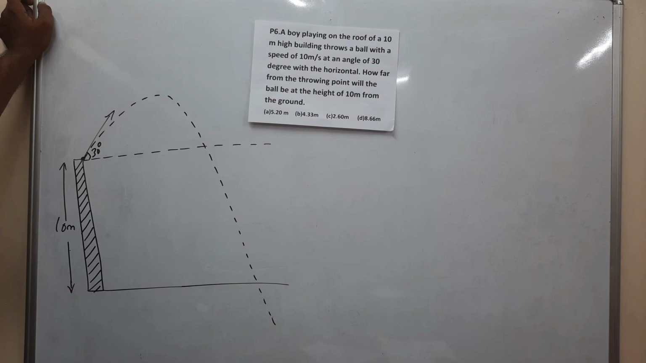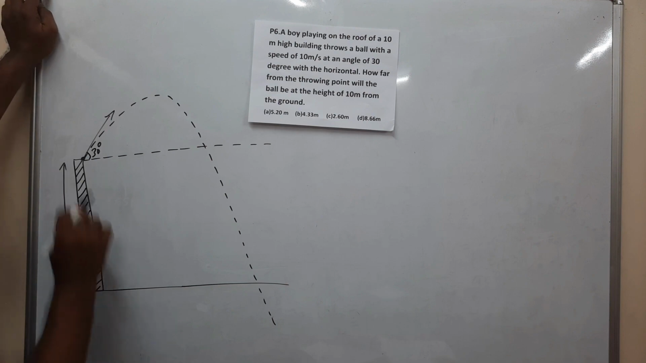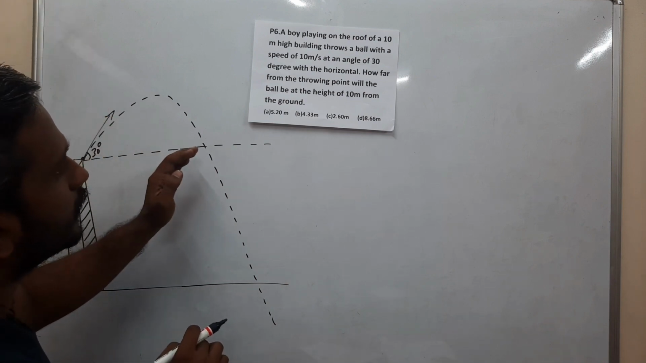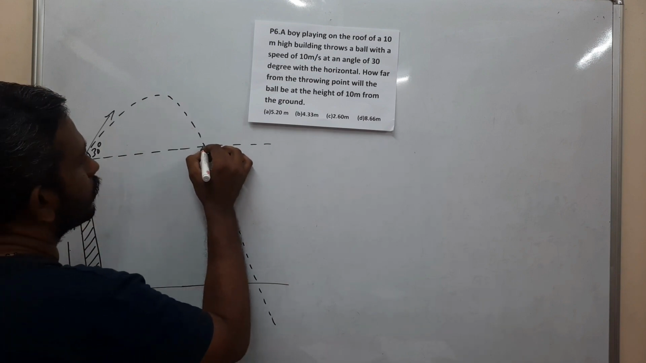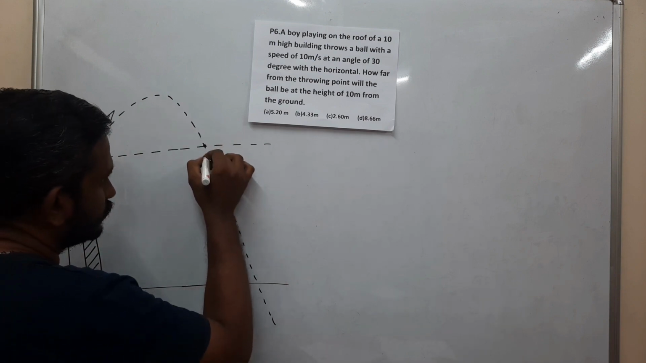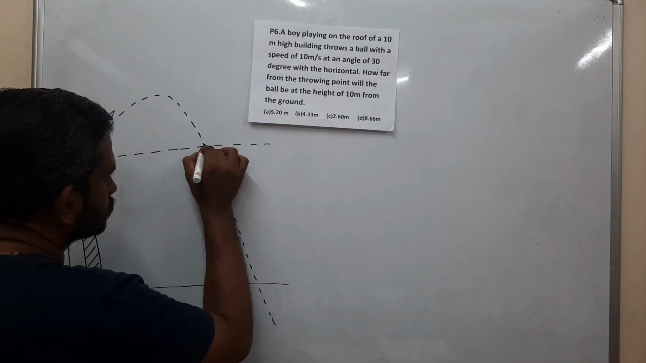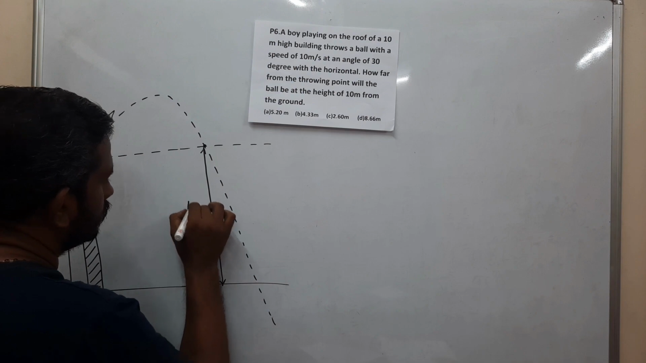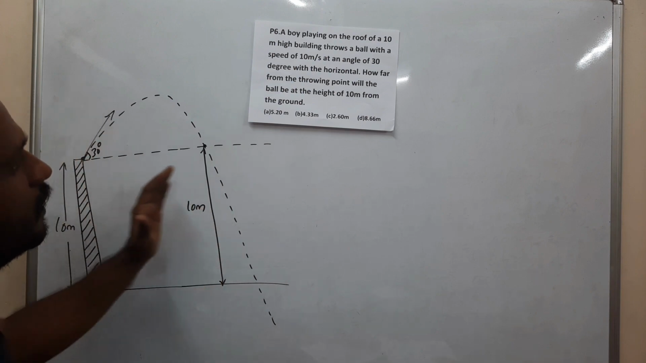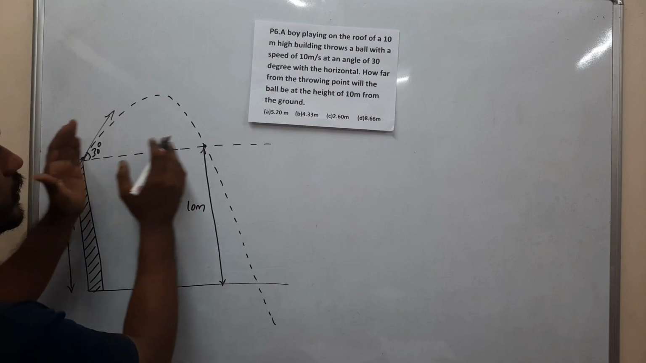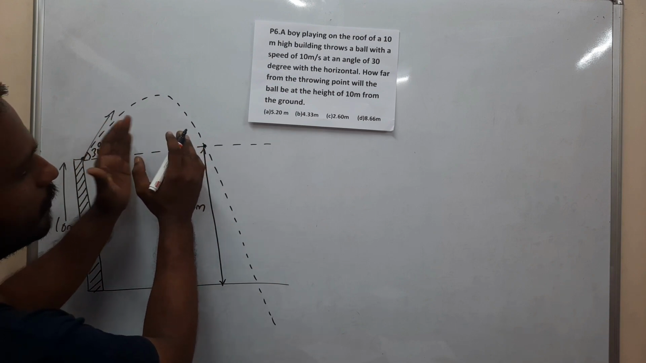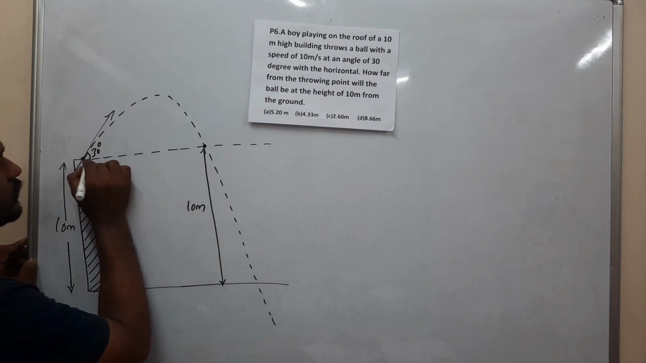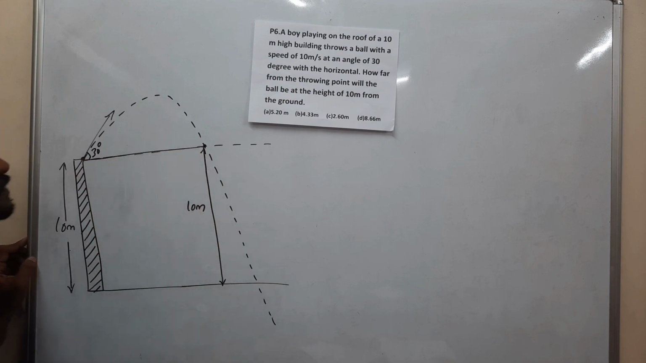So what we have to find is how far from the throwing point the ball will be at the height of 10 meters from the ground. This is the throwing point, and this is 10 meters. So we have to find this much distance.